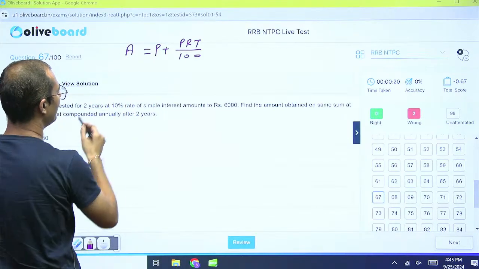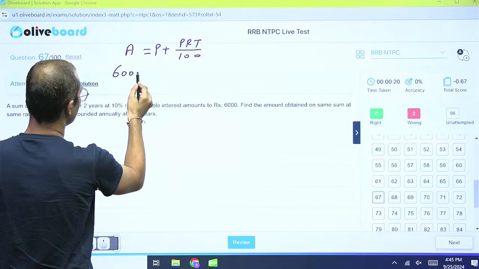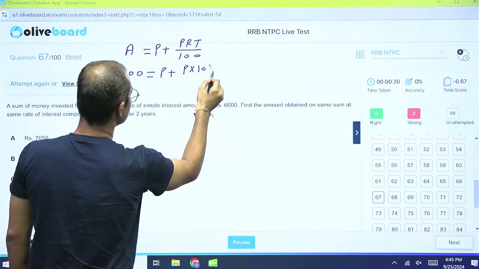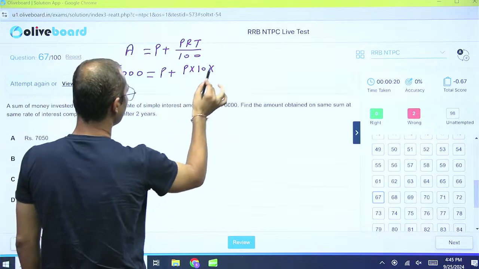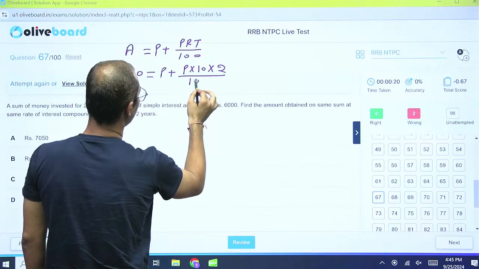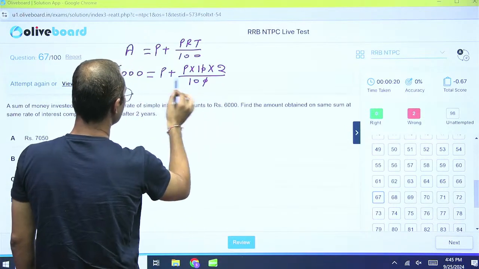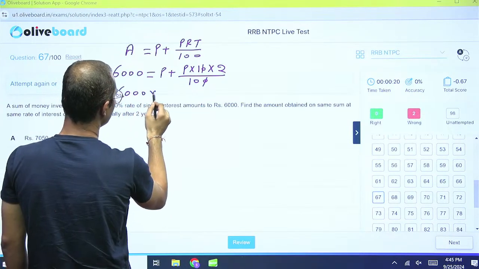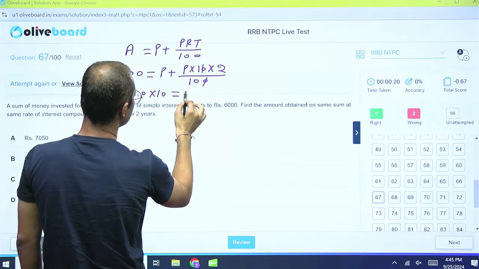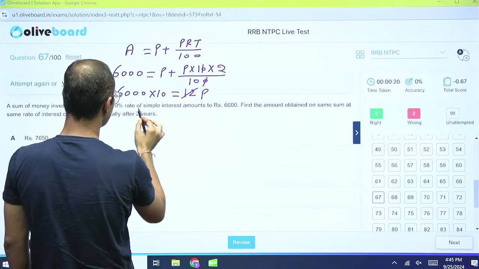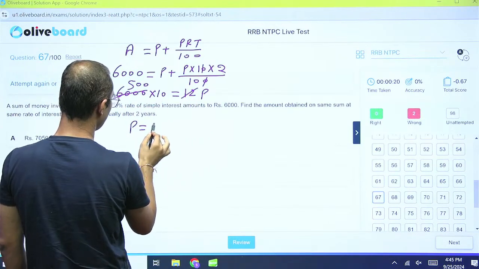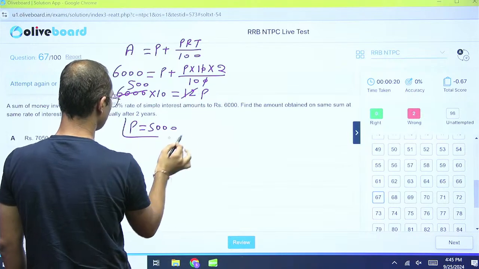Yes or no? So we can say that 6,000 is equal to P plus P into R, which is 10, and T is 2, divided by 100. So this is equal to 6,000 into 10 plus 12P, right? So 12 5s are 60. So principal would be equal to 5,000.